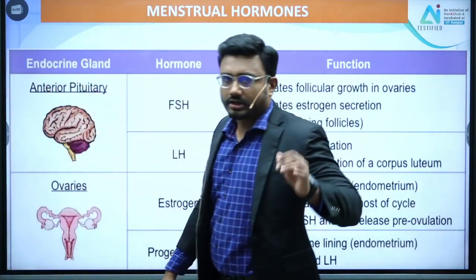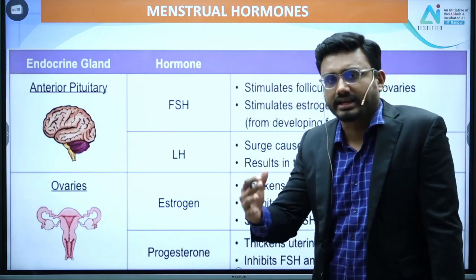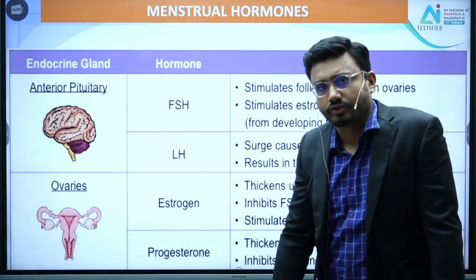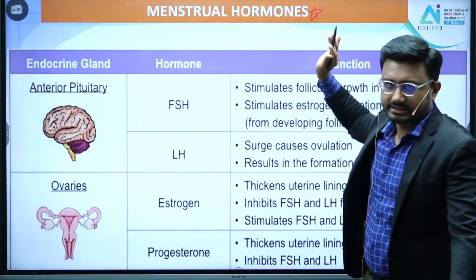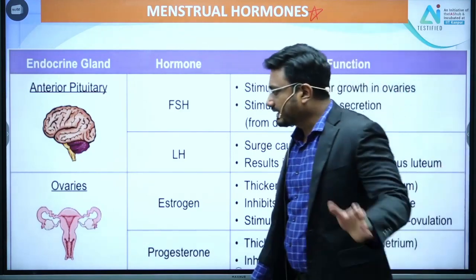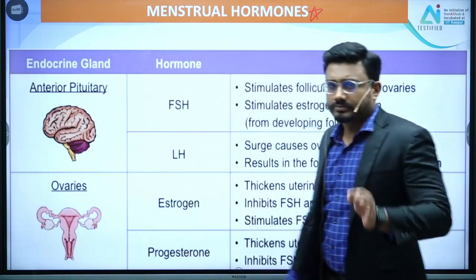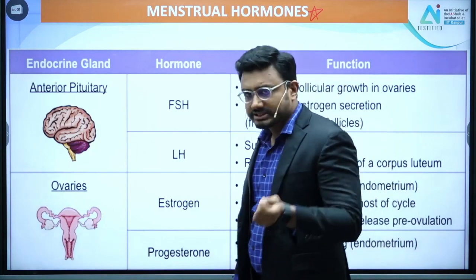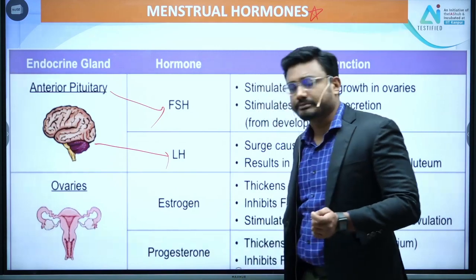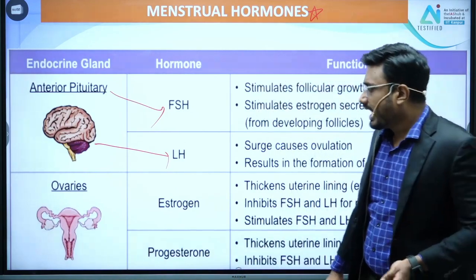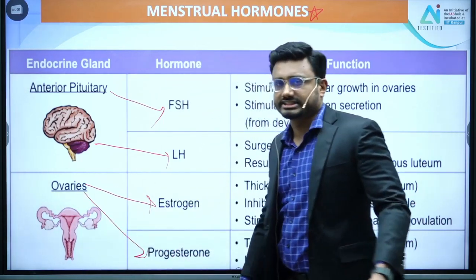For the hormones involved in the menstrual cycle, we need to know the role and the gland that is involved in the secretion of those hormones. This is very important, and questions can definitely be asked from this. The endocrine glands are the anterior pituitary and the ovaries, which produce the hormones of the menstrual cycle. The hormones produced by the anterior pituitary are the follicle stimulating hormone and the luteinizing hormone, and the hormones produced by the ovaries are estrogen and progesterone.